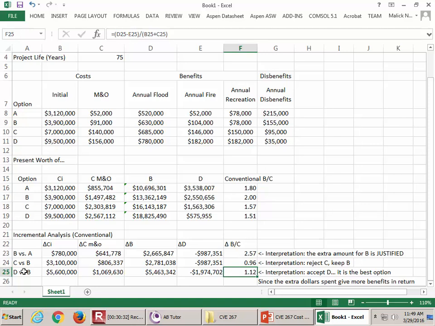But then when we compare B, which looks like our winner, to option D, it costs 5.6 million more. So option D is a lot more expensive than option B. It's a very costly alternative, but it's returning so much in terms of additional benefits and reduced disbenefits that 1.12 means that the extra amount that we spend to do option D is definitely justified because it yields more benefits than the additional costs. All right.